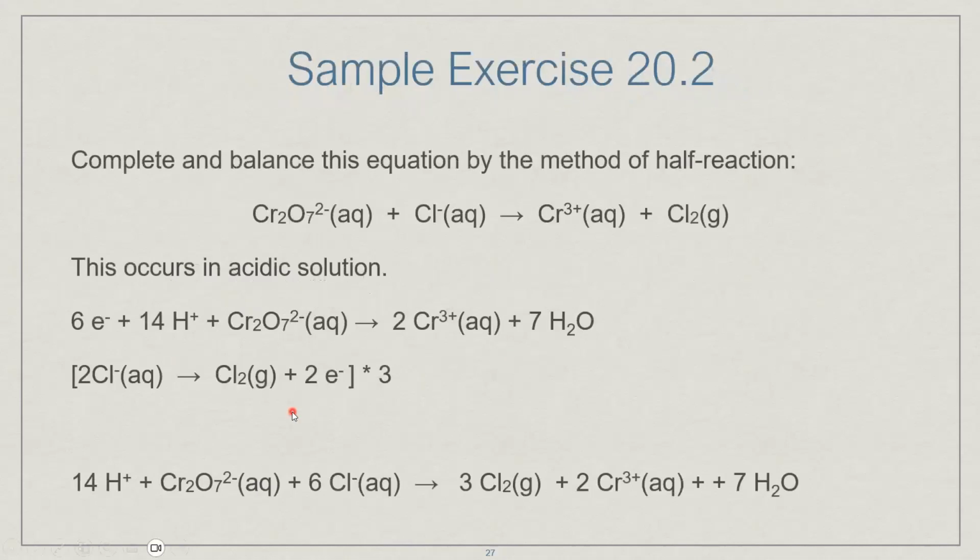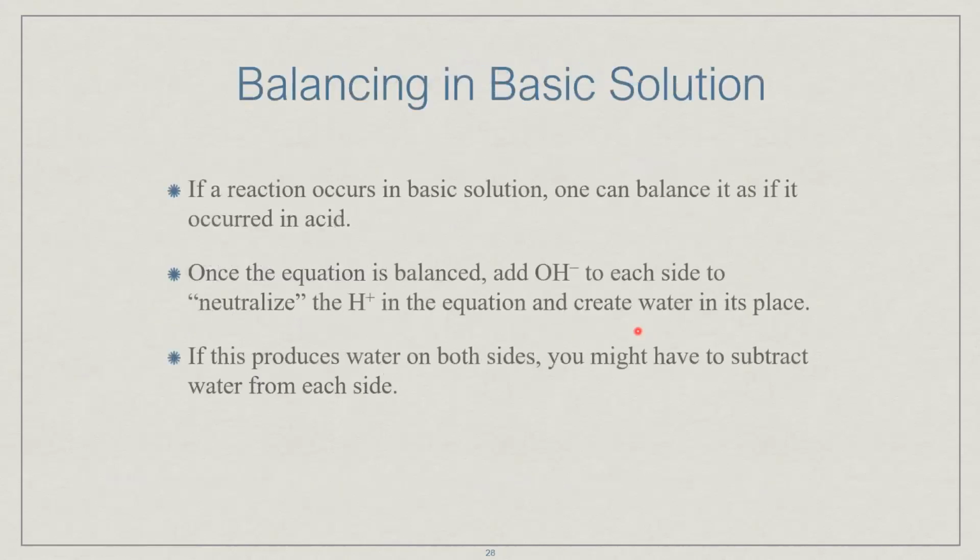So if we go back for a second, if this had been in a basic solution, we could still go through the same process. But now that we've got 14H+ here, to both sides of this reaction, we would just add 14 hydroxide ions as well, because that would then combine to give us 14 water molecules on the left. And then we would have just 14 hydroxide ions on the right, giving us those basic conditions.